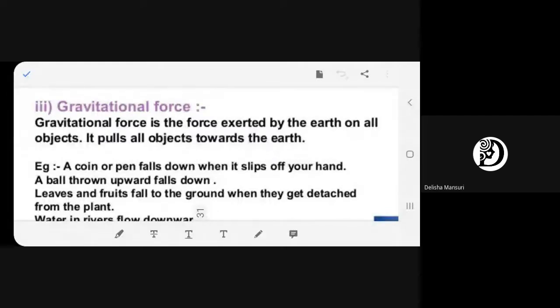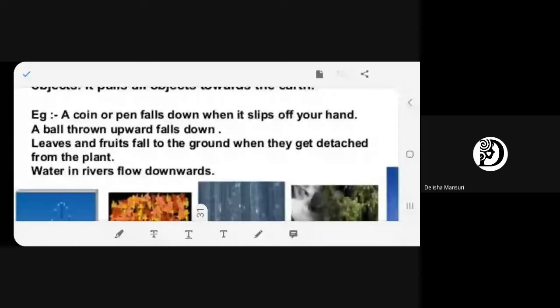Let's take a coin or pen, allow them to slip, allow them to fall. That is gravitational force. It is coming down due to gravitational force. Okay? Throw the ball upward. Will it keep on going up or will it come down after some time? Yes, the ball will come down after some time due to gravity. Also, the leaves and fruits which fall on the ground is also due to gravity. Water in a river flowing downwards is also due to gravity.